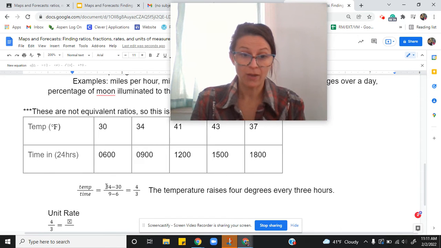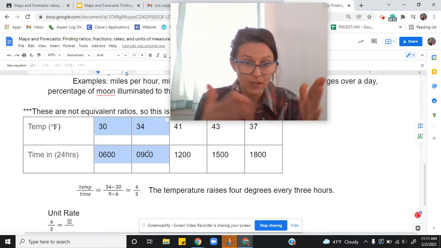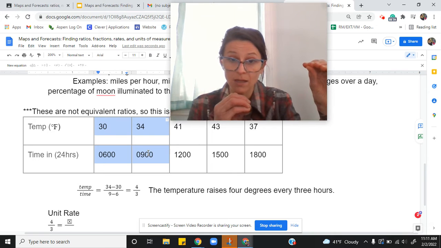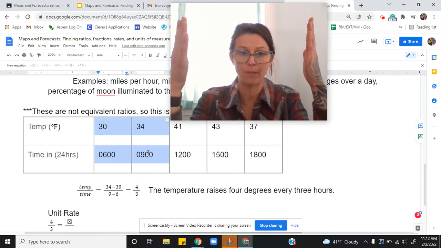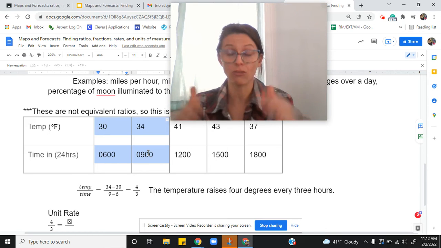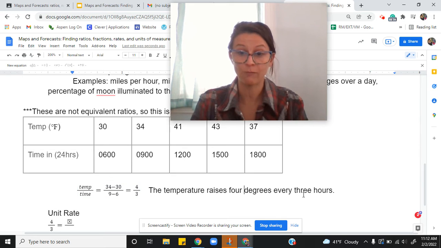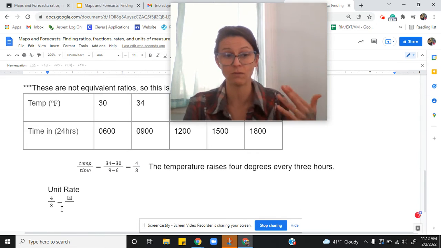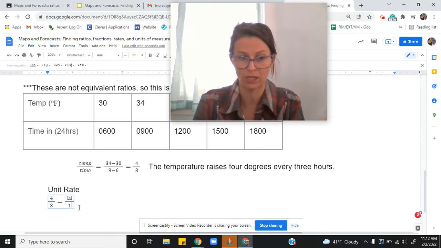And then I can simplify. Looking at it from here, it's almost the exact same thing, just we changed it so that our subtraction would end up with a positive number. From 30 degrees to 34 degrees, 4 degrees warmer, from 6 to 9 o'clock, 3 hours later. So it makes sense that the temperature rises 4 degrees every 3 hours. But what is that as a unit rate? There are many ways we can figure out unit rates. Some may choose to write something called a proportion. This is called a proportion.